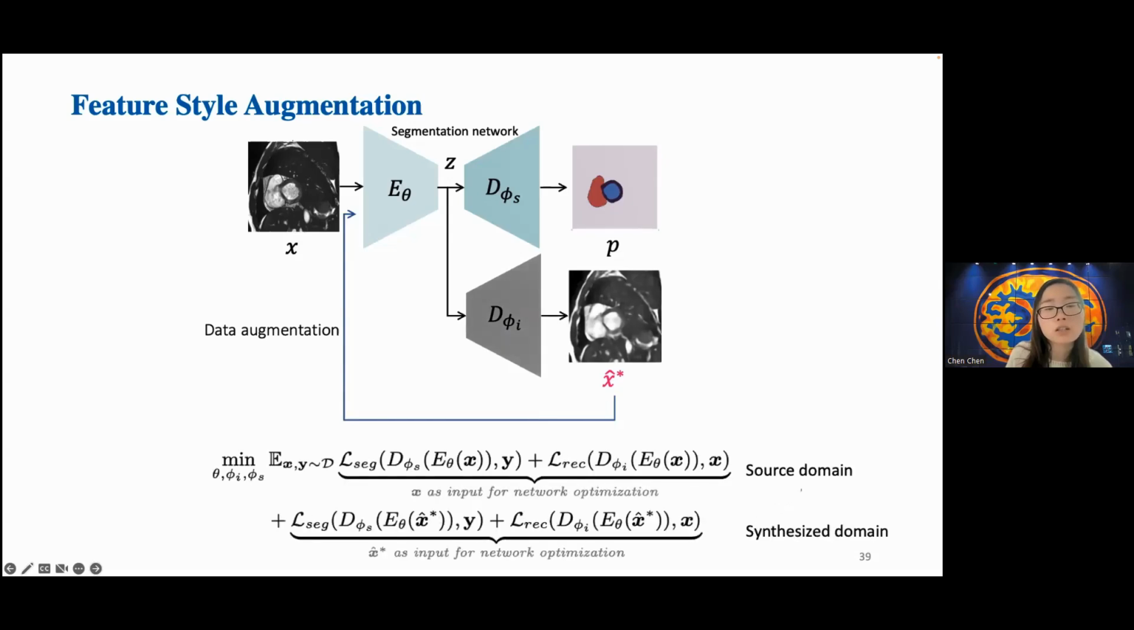So the overall loss function remains the same. We basically have dual task losses. One is the segmentation loss, the other one is the reconstruction loss, and we compute the losses on the source domain and the synthesized domain.